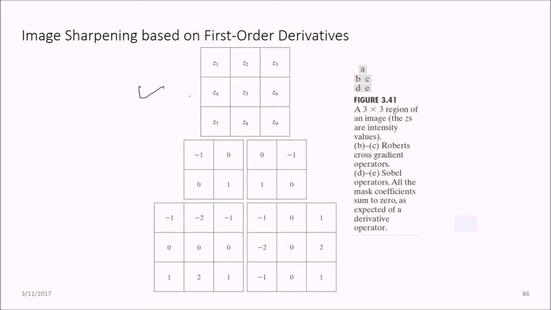So first, we can have a 3 by 3 region of an image. You can take any region. These z, assume them to be our intensity values. Now these two are the Roberts cross gradient operators, and these two are the Sobel operators. In the Sobel operators, first the rows, and then these are the columns. So all the mask coefficients sum to 0, as expected of a derivative operator always.